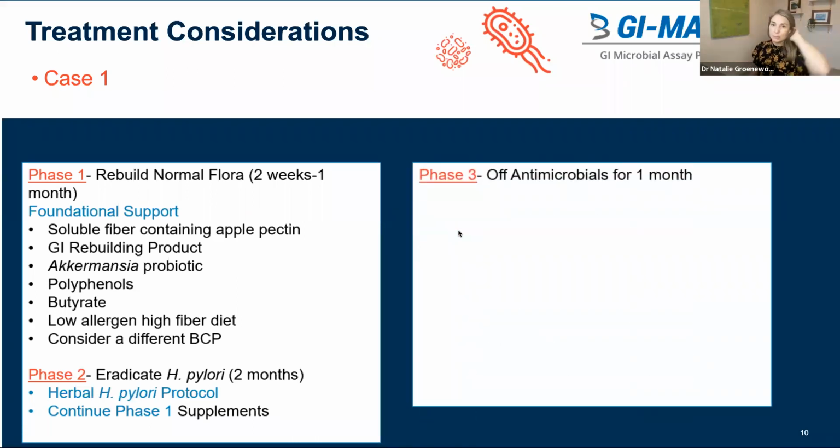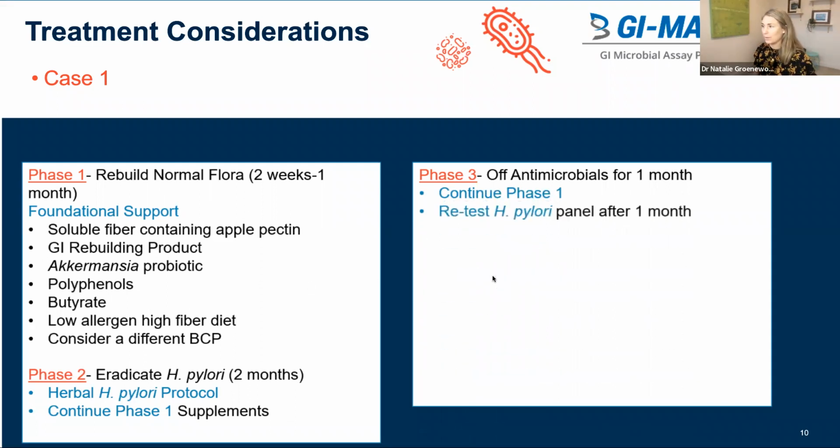So we always need to be off antimicrobials for 1 month before retesting and checking in on what the state of the flora is for our patient. So during that time, though, we can continue phase 1. So we can continue all this foundational support. They just need to be off of all of the antimicrobials for a month. And so then I'll retest H. pylori after that month. And depending on what the test results are, we'll go and lead into phase 4.